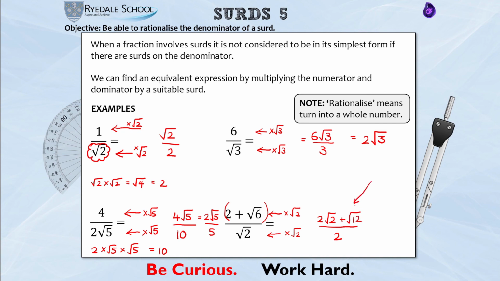Now, we've had root 12 come up quite a lot because that simplifies. Root 12, remember, is root 4 times root 3, which is 2 root 3. So this is 2 lots of root 2 plus 2 lots of root 3, all divided by 2. But since everything divides by 2, I can just write this final answer as root 2 plus root 3, which was considerably tidier than my starting point.